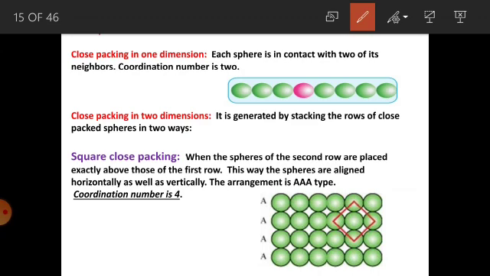So in square close packing, we have to arrange the spheres one above another. Therefore, you will get AA type of square close packing. If I consider any one sphere, it is connected with all other 4 spheres, and therefore the coordination number of this square close packing is 4.